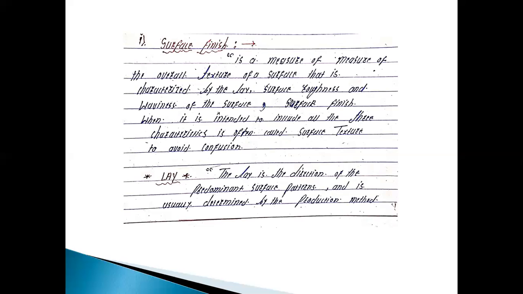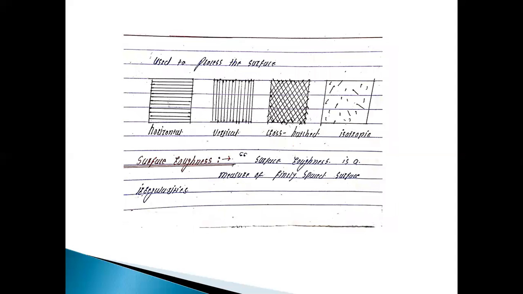Lay means the predominant uniform surface irregularity which is produced due to the feed motion of the tool on the surface. There are different types of lays: horizontal lay, vertical lay, and cross hatch isotropic. We already studied the different types of operations in basic mechanical.